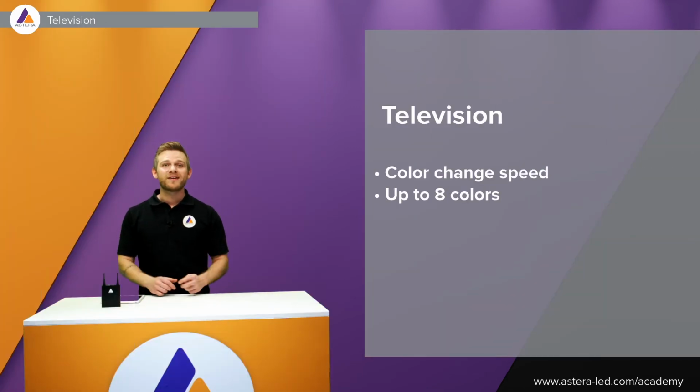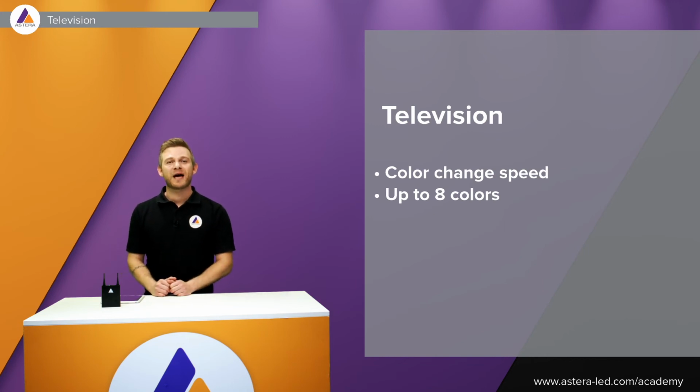So what we have done here in the television is adjusting the color change speed and adding colors. We added 4, but you can add up to a maximum of 8 colors. You can also add 2 colors if you wish, depending again on the situation and what you want to create, but it is there and it's possible.